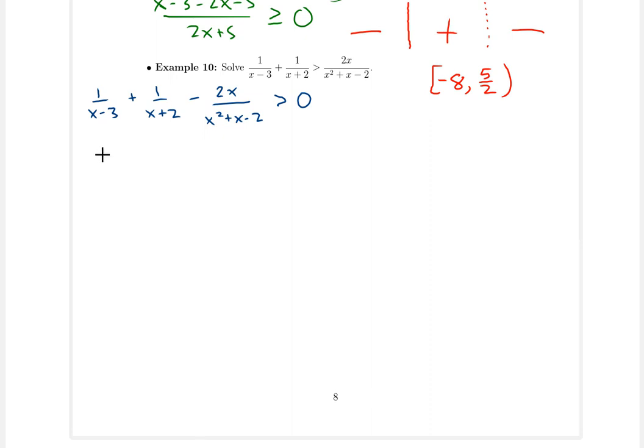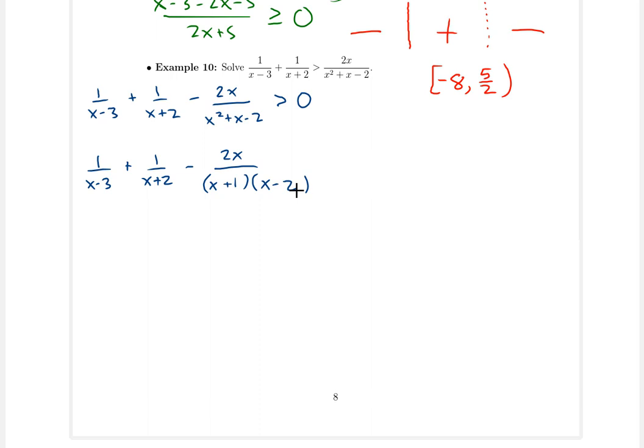On the previous page, we also talked about if anything needs to be factored, we need to factor it, whether it's at the beginning in order to figure out a least common denominator, or later when it's actually time to create our sign chart and everything. So I want to factor this here. So this is 2x over, and let's see what this factors into. So it looks like x plus 1, x minus 2 is what that factors into.